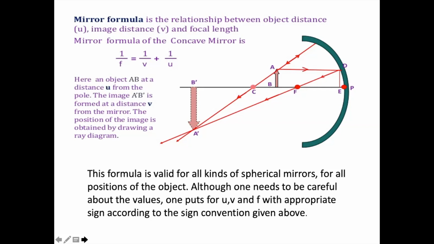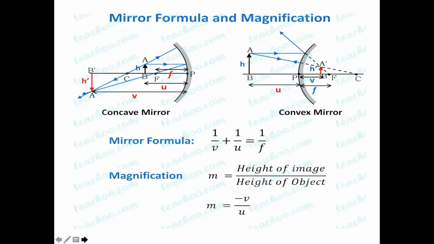You will have to write this. So these formulas you will have to remember about the mirror formula. The mirror formula is 1/f = 1/v + 1/u. The magnification is equal to height of image upon height of object. You can also say it as m = h'/h, which is equal to -v/u.